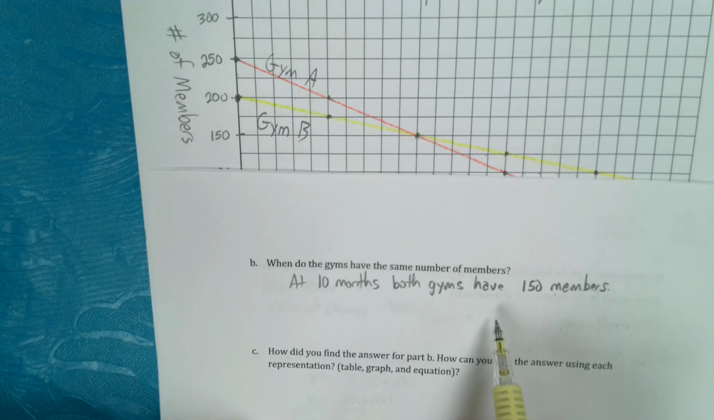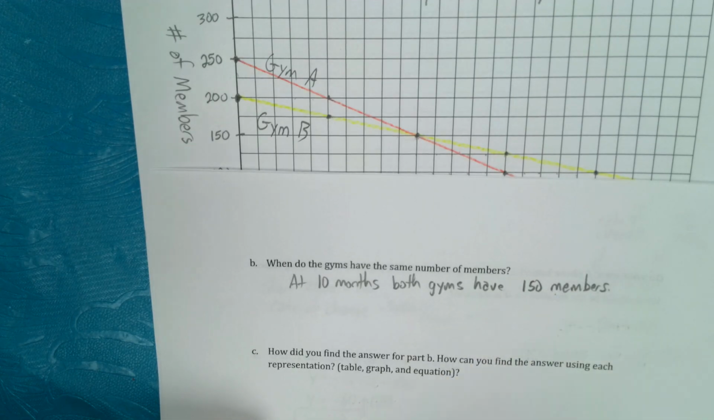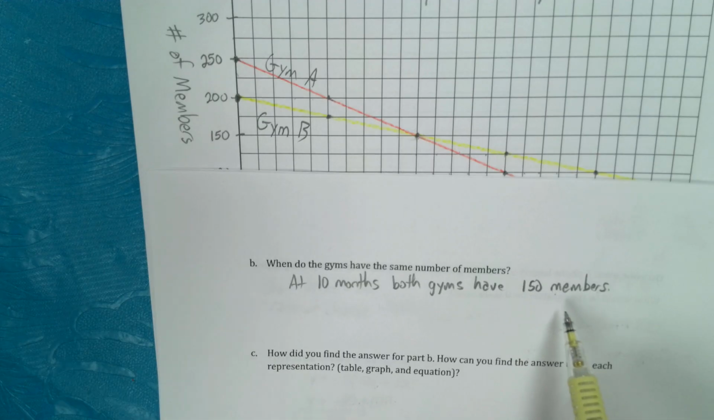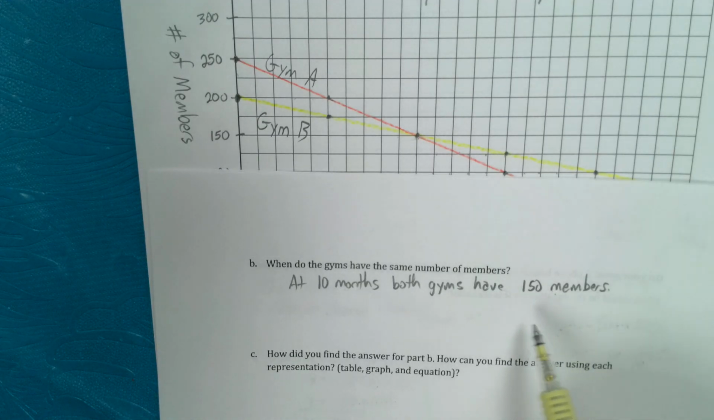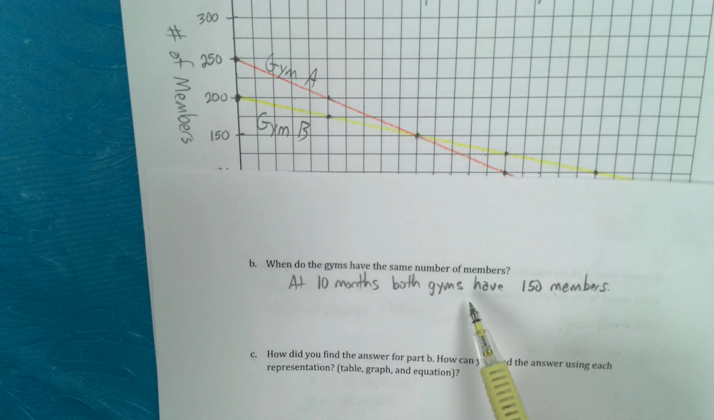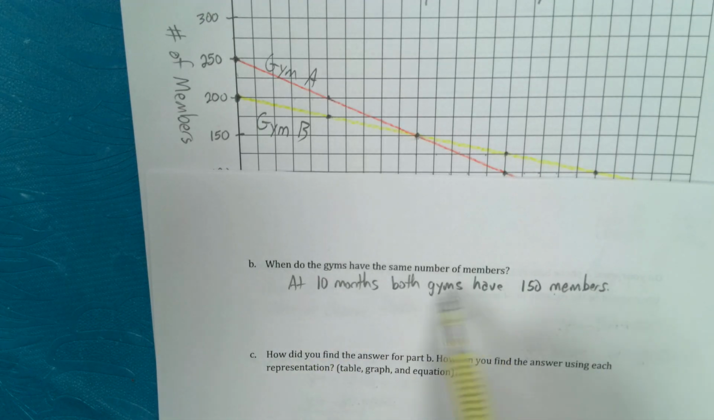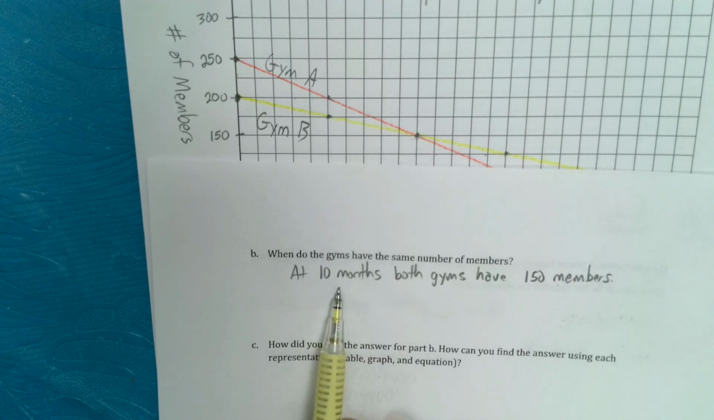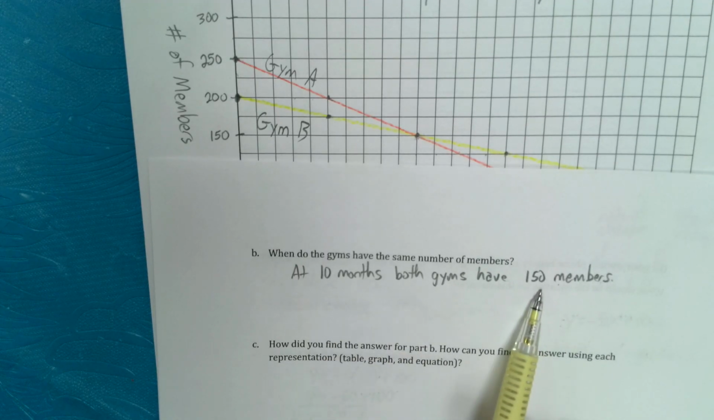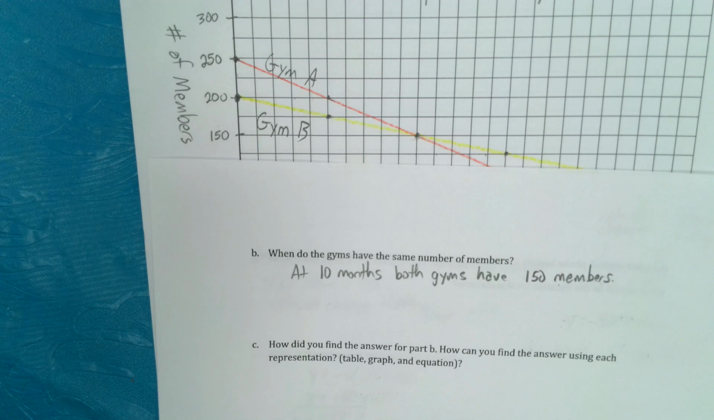So I try to be very specific on this. I'm wondering if I have another question here that's going to ask how many members, or when the number of members are the same? No, I think this is fine. Sorry, I didn't even read this question carefully. When do the gyms have the same number of members? Okay, 150 at 10 months. I think we're good. Oh, it actually asked when. So 10 months is really the answer to this. I did give the additional information of how many. I don't know if it asks later how many there are.